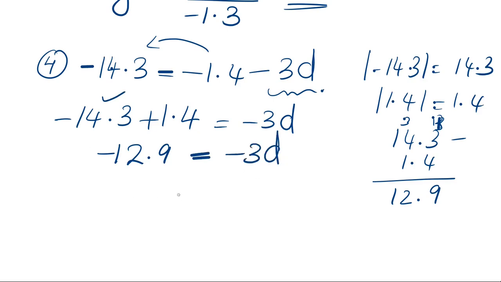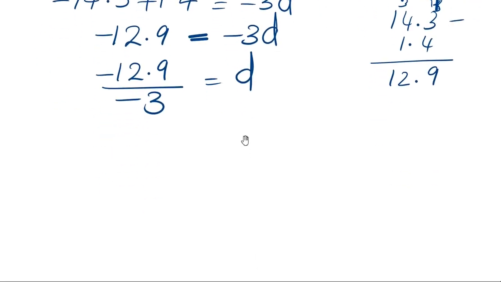So how can we find d? Divide negative 12.9 by negative 3 is equal to d. So how can we divide negative 12.9 by negative 3? Since both numbers are negative, the answer would be positive. Then we can check 12.9 divided by 3 here.